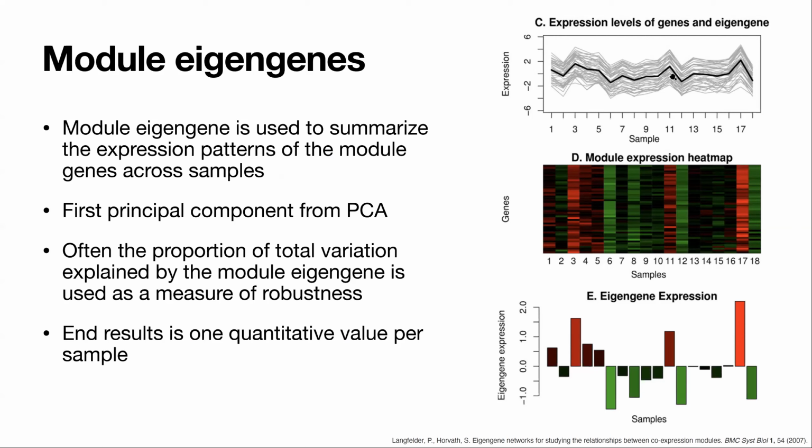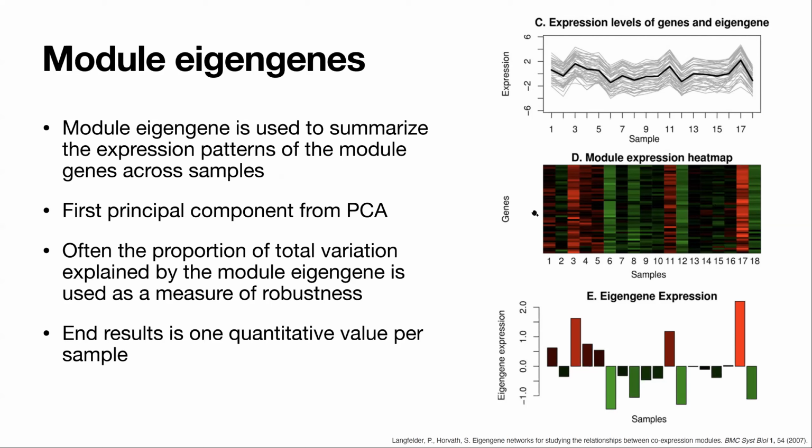So these graphics here on the right are simply giving you a general idea of what I'm talking about. If each one of these gray lines represents a gene's expression level across 18 samples, you can see it goes up and down. Then the black line would represent the module eigengene for this particular module. So it's trying to summarize the relationship among the samples across all the genes.